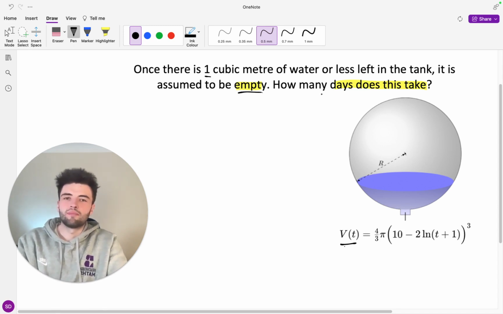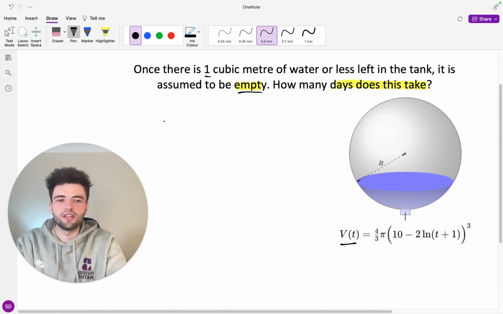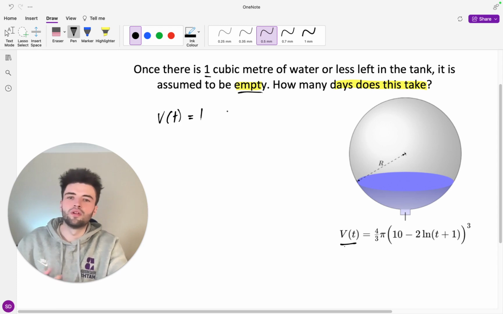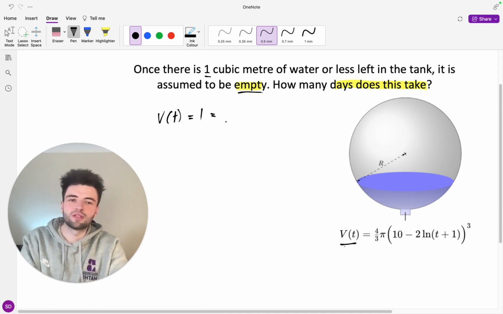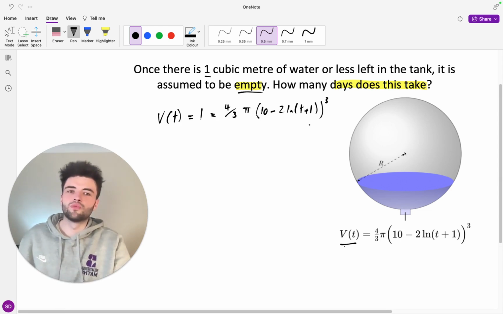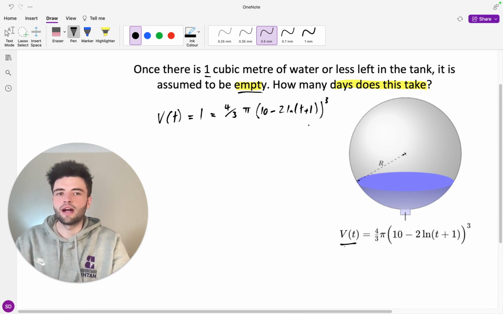So basically what I would do here is just take v at t and set it to be equal to 1, because once it's equal to 1, we're assuming it's empty. So we're just trying to find at which point in time this happens. And so t is actually our unknown here, and we're going to be working backwards to find t. And so we just set the volume equal to 1, and we're going to be finding the number of hours this takes and then working from hours into days.